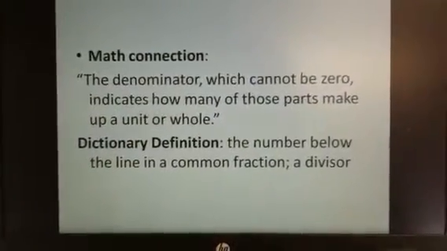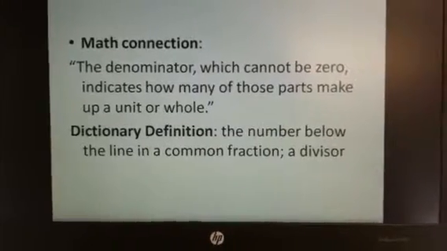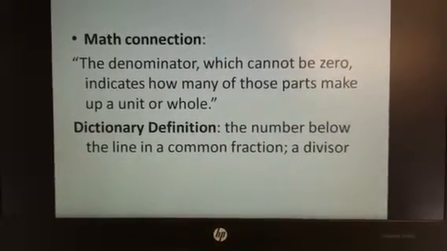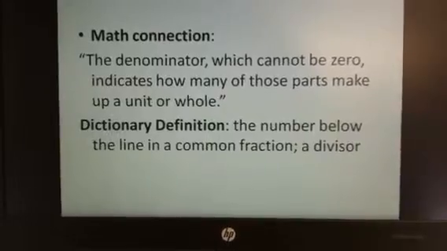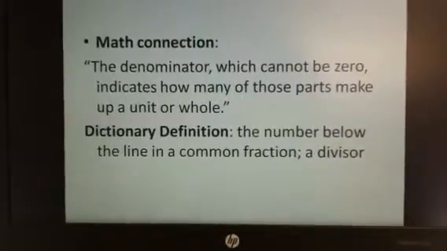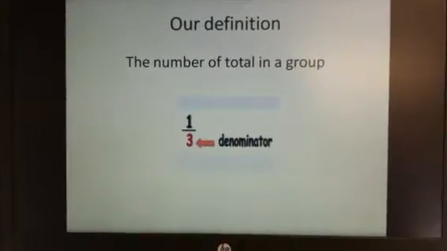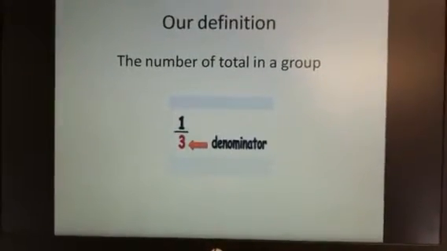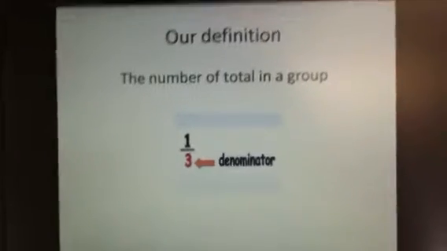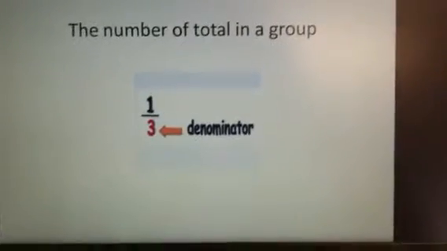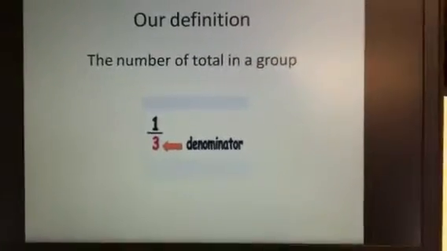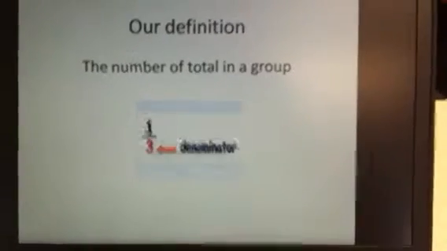The math connection is the denominator, which cannot be 0, indicates how many of those parts make up a unit or whole. The dictionary definition is the number below the line in a common fraction, a divisor. What does that mean? For us, it's going to mean the number of total in a group. So for example, 1/3.